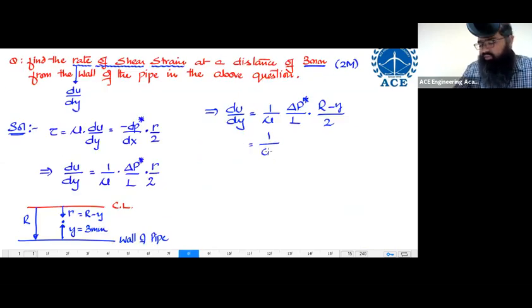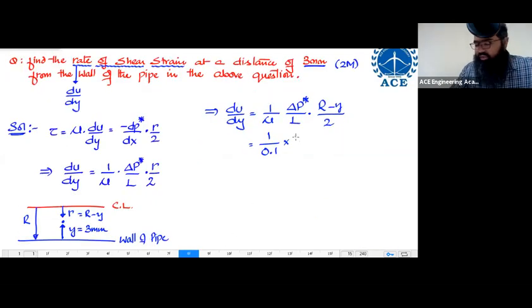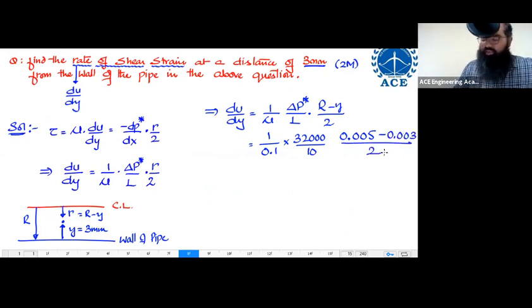Mu is equal to 0.1. Delta P star sometime back you have found out. If you did not find out, then you have to find out over here. Chaliye, delta P star, I know already, it is 32,000. So 32,000 divided by length of pipe, which was 10 meters. Capital R over here is 0.005. Diameter was 0.01, so capital R is 0.005. Y over here is equal to 3 mm, that is 0.003. Divided by 2. Put in the numbers, get me the answer for this value.